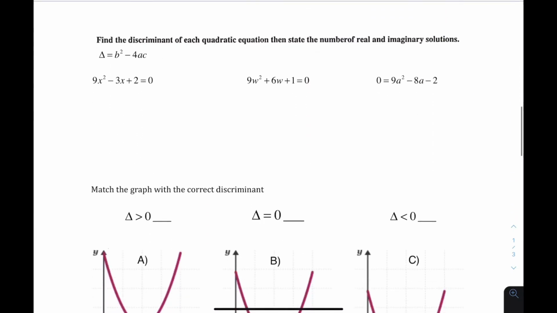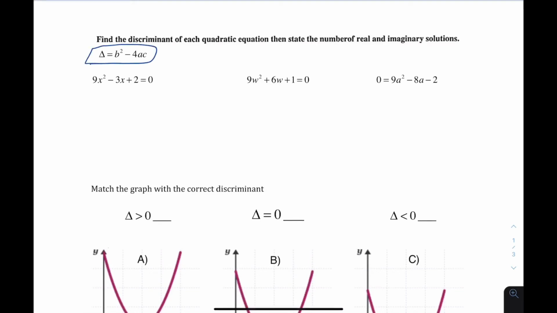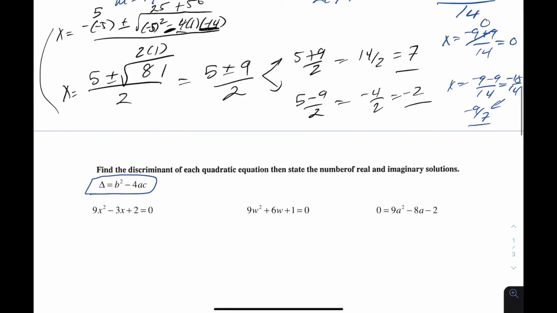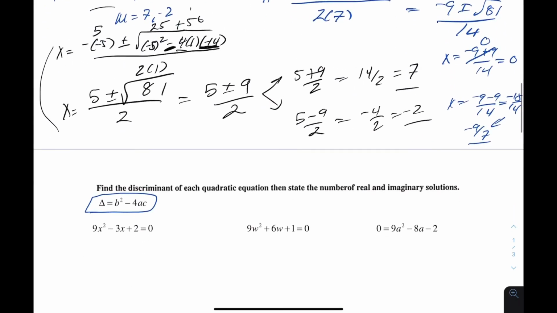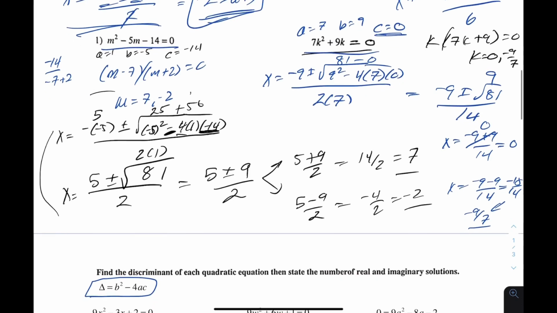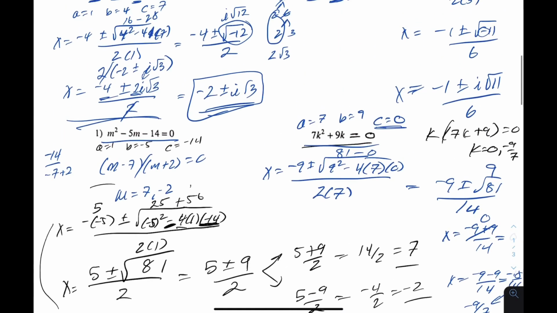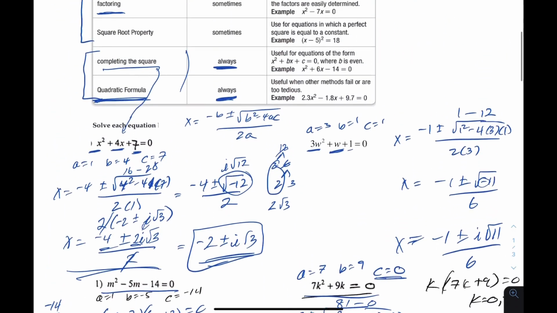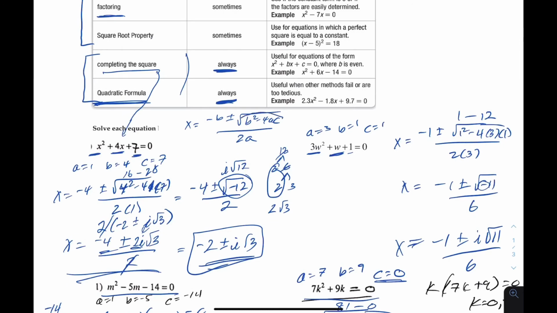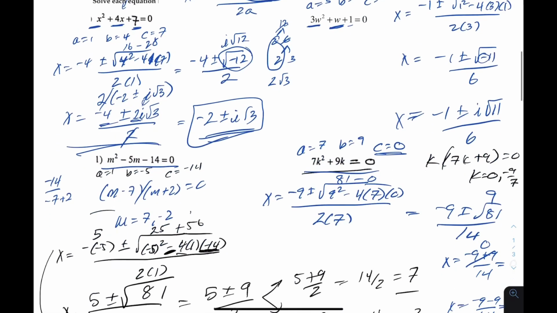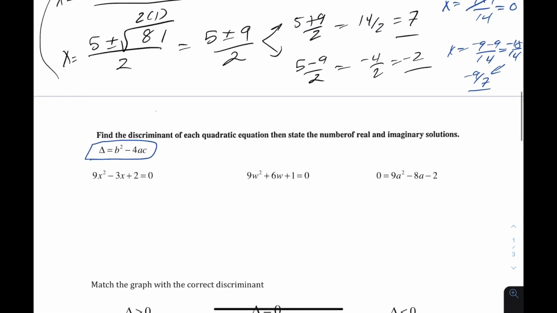Well, what's the next one? The discriminant. Discriminant, I will always give you the formula. That's this guy. All you have to know is what does discriminant mean. Well, if you notice, that's the thing underneath the radical in the quadratic formula. Let's go back to this guy. It's this thing. That's the discriminant.